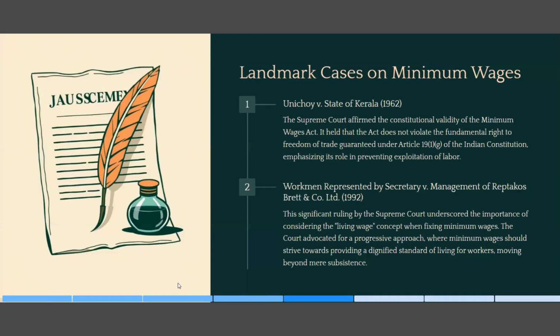Workmen represented by Secretary versus Management of Reptakos Brett and Company Limited. This significant ruling by the Supreme Court underscored the importance of considering the living wage concept when fixing minimum wages. The court advocated for a progressive approach where minimum wages should strive towards providing a dignified standard of living for workers, moving beyond mere subsistence.